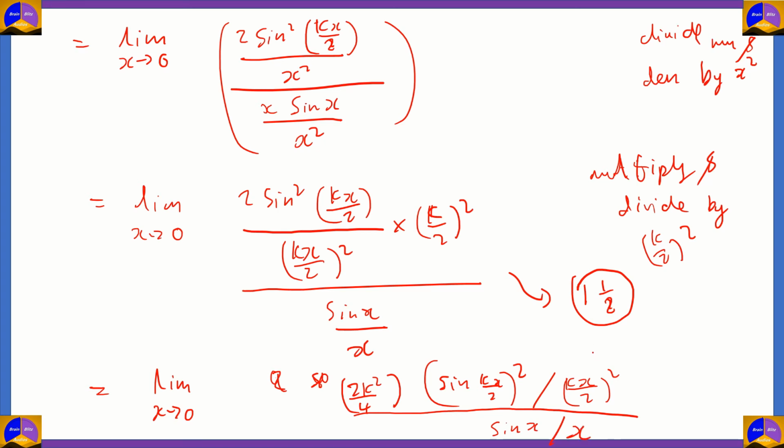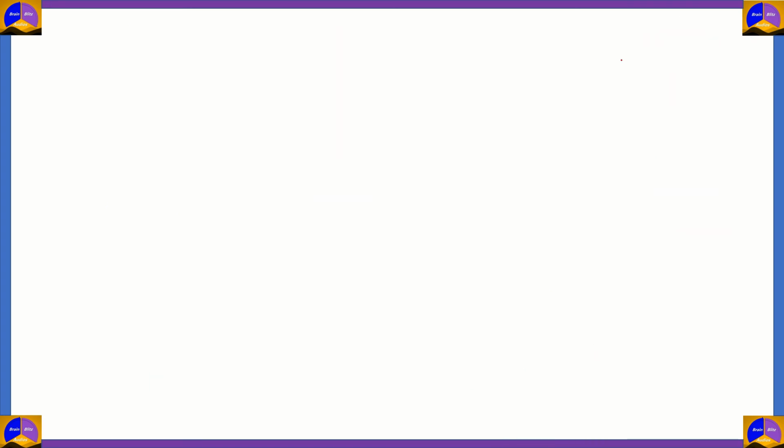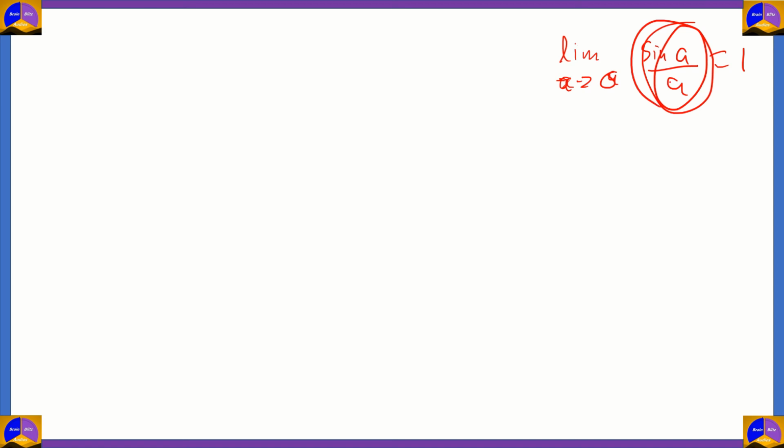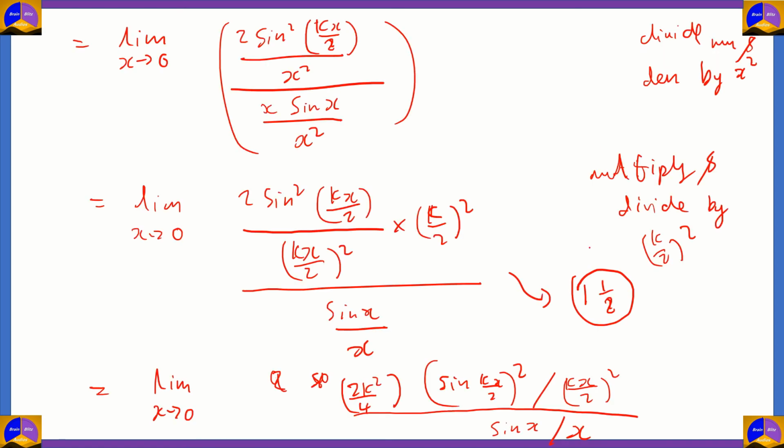Now why is this form very important? Because now we can use this formula, limit a tends to 0, sine a divided by a is equal to 1. So if you have this form, you can convert it to 1. So over here, sine kx by 2 the whole square divided by kx by 2 the whole square gives you 1. Sine x by x also gives you 1. So that's why these two steps give you 1.5 marks.